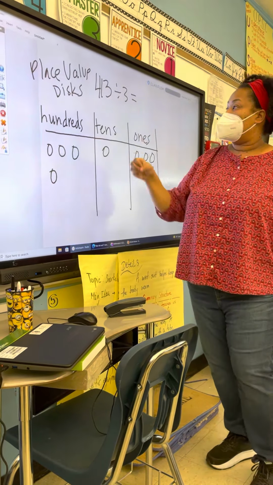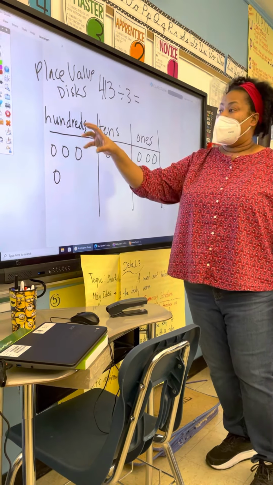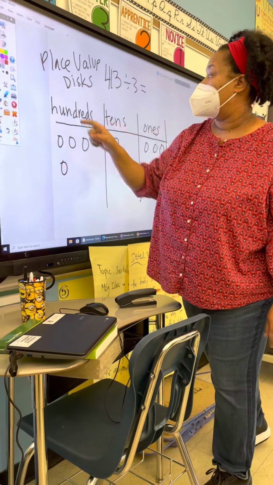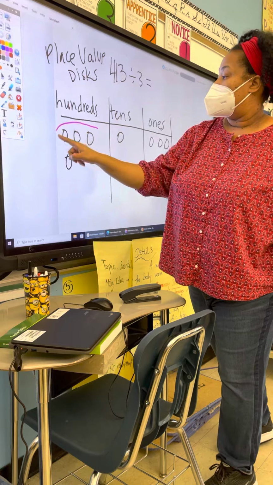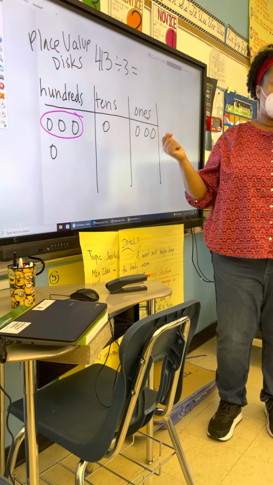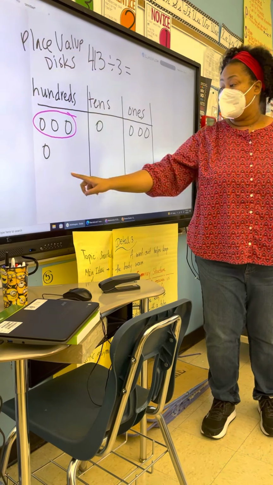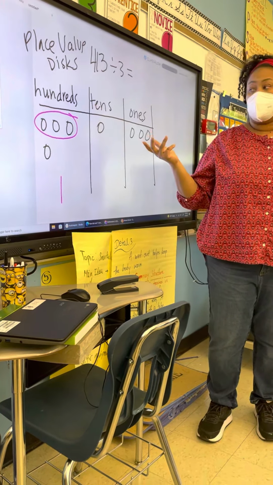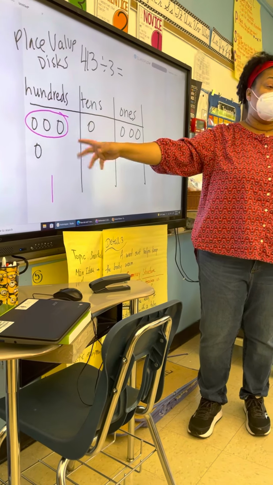Okay, so 413. Now, I have 4 hundreds. I need to make a group of 3. So I'm going to circle one group of 3. I have one group of 3 in the hundreds place. So I'm going to put a 1 in the hundreds place. I got one group of 3 there. But I have 1 left over.